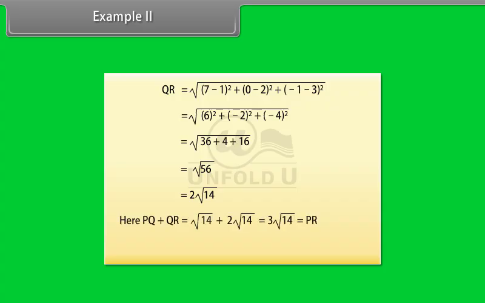Here, PQ plus QR is equal to square root 14 plus 2 into square root 14, which is equal to 3 into square root 14, which is equal to PR. Hence, points (-2, 3, 5), (1, 2, 3) and (7, 0, -1) are collinear.